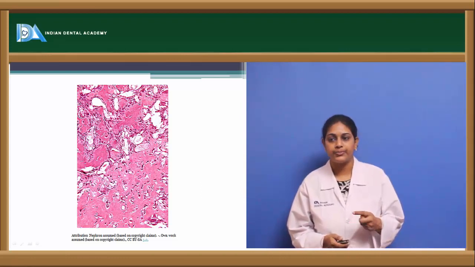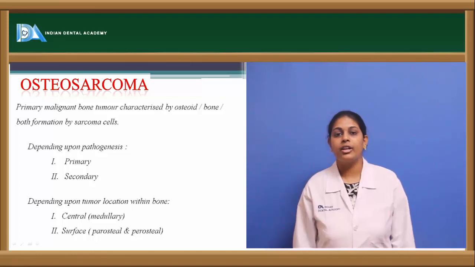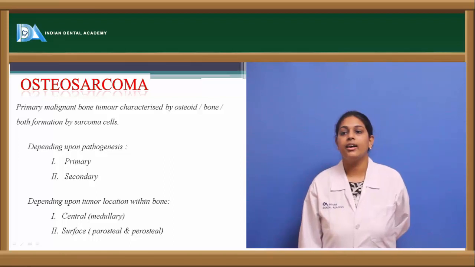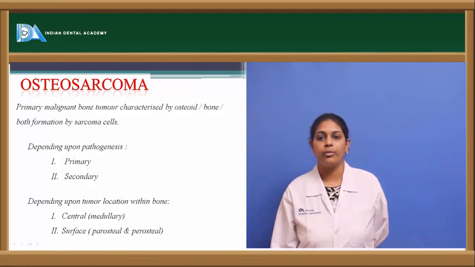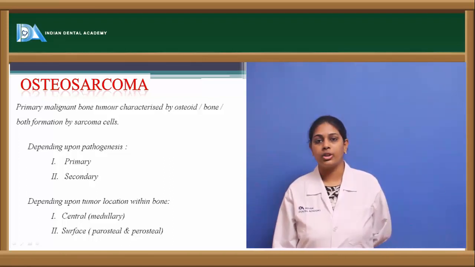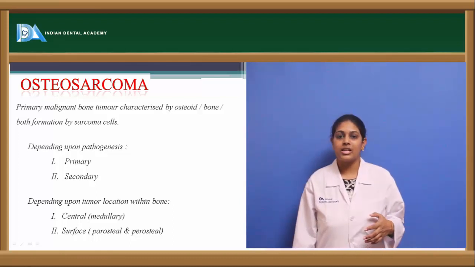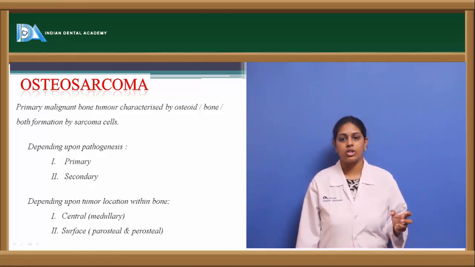Coming to the malignant tumor of the bone, it is the osteosarcoma. Usually we see that it is a primary malignant bone tumor which is characterized by osteoid formation, bone formation, or otherwise both osteoid and bone formation, not with the normal osteoblast cells, but rather with neoplastic cells or sarcoma cells which form this bone as well as the osteoid tissue.